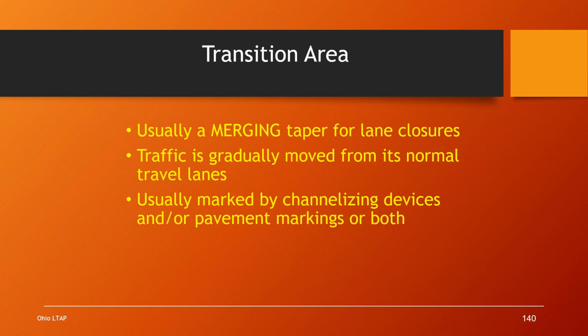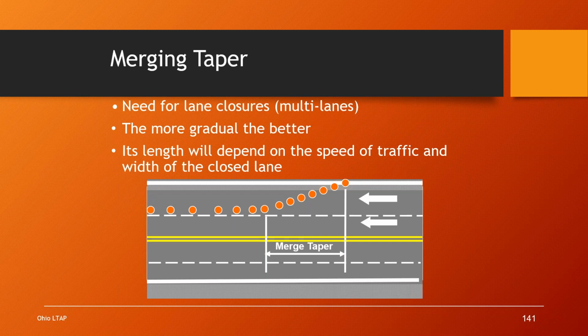So in the transition area, this is usually for a multi-lane roadway, it's usually a merging taper for a lane closure, where traffic is gradually moved from its normal travel lane into another. And it's usually marked by channelizing devices and/or pavement markings, or both, depending on the duration of the work zone. So here we have a typical 4-lane roadway, and we'll call that westbound traffic. The westbound right lane, we need to move them from the right lane into the left lane. And the more gradual, the better when it comes to multi-lane roadways. So that's why the merging taper is a pretty long taper compared to others. Its length depends on the speed of traffic and the width of the closed lane.